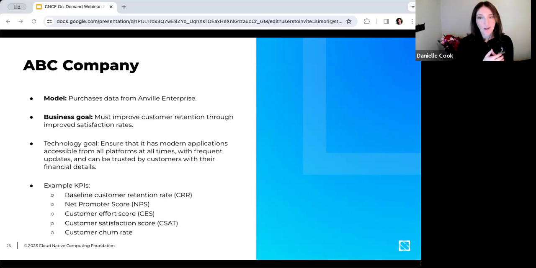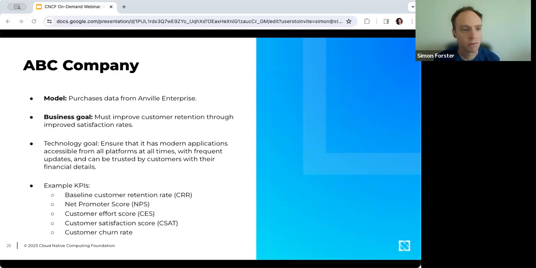Which brings us on to our last one, which is ABC Company. So ABC Company purchases from Anvil. Isn't that lovely how we did that? And so for ABC Company, they want to hit their revenue target. So they must improve their customer retention. So I think we're all familiar with, hey, we've got to make sure customers are happy and using our products and services. So in order to do that, they need to improve their satisfaction rates. So that is customer retention, satisfaction rates. So how does that translate to the tech?